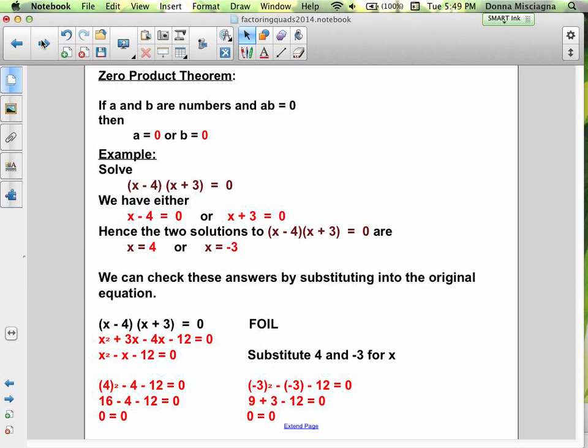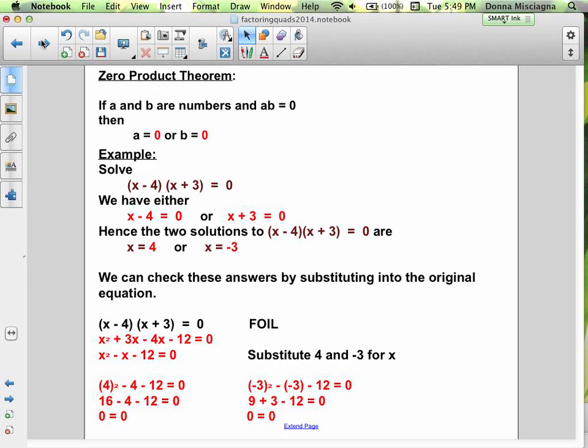And so now if I plugged in a 4 into that equation, I have 4 squared minus 4 minus 12 equals 0. Well, 4 squared is 16, and 16 minus 4 would give me 12, and 12 minus 12 is 0. So 0 equals 0. That one checks out.